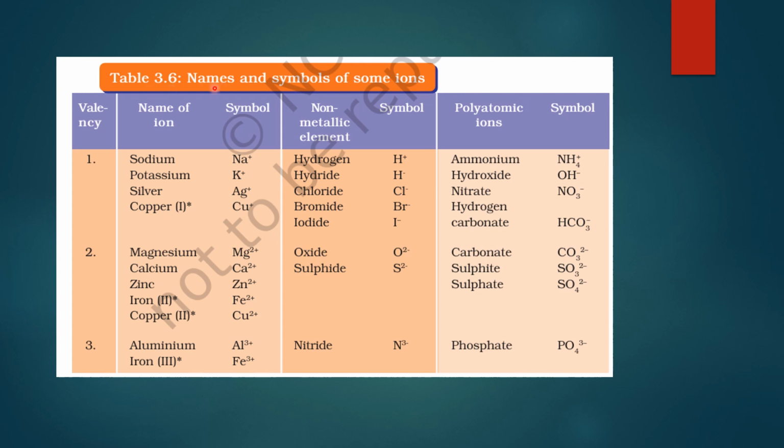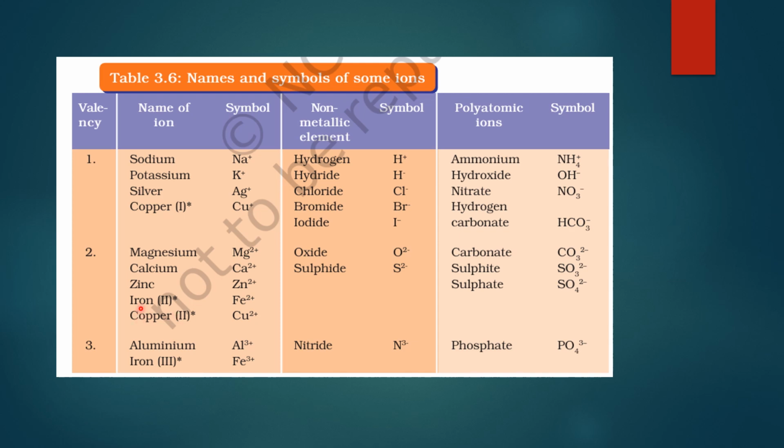Next comes the table for names and symbols of some ions. Ions, as you know, are having some charge with them. Either it can be a positive charge or a negative charge. Like for sodium, we have Na plus, potassium K plus, silver Ag plus. So just try to remember what charge they are carrying. Okay, like magnesium is Mg2 plus. Okay, so two positive charge units it's carrying.